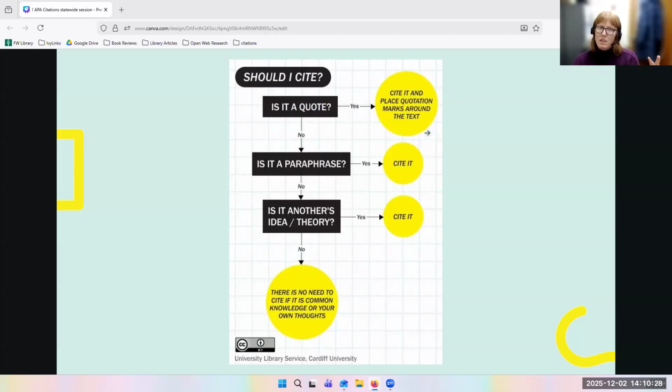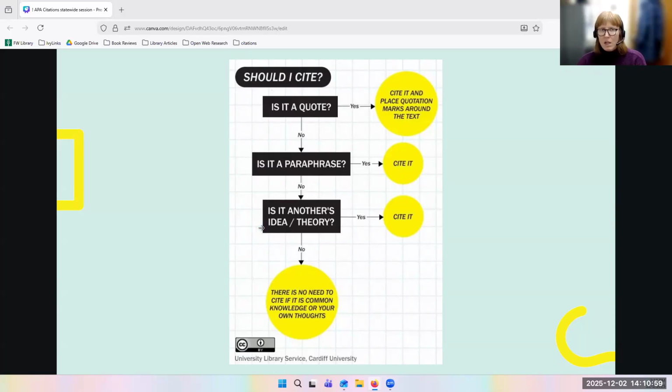And we'll talk about in-text citation later on today, but that's what is called an in-text citation, when we're citing something in the text right next to it. If it's not a quote, is it a paraphrase? Then yes. If it is, we also need to cite it, also with an in-text citation, and we'll show you how to do that as well. And then if it's not a quote or not a paraphrase, is it another idea, someone else's idea, or someone else's theory? If it is, then yes, you would cite it.